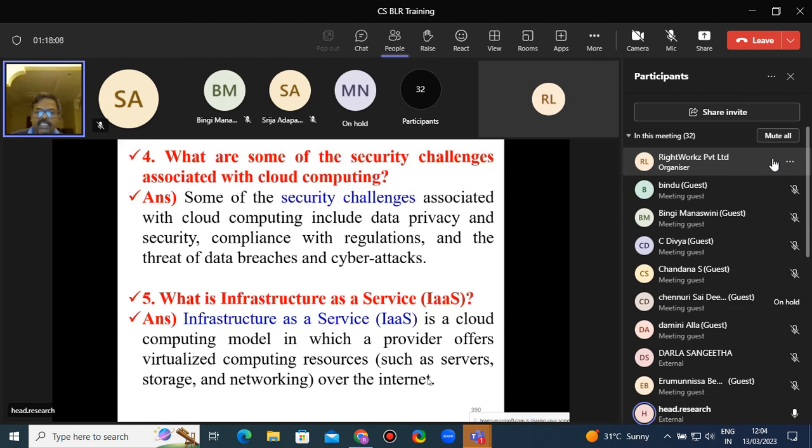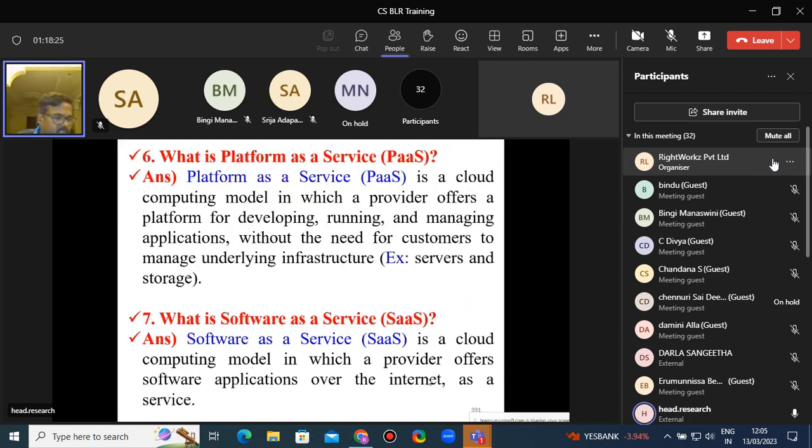What is infrastructure as a service? Infrastructure as a service is a cloud computing model in which a provider offers virtualized computing resources such as servers, storage and networking over the internet. What is platform as a service? Platform as a service is a cloud computing model in which a provider offers a platform for developing, running and managing applications without the need for customers to manage underlying infrastructure, for example servers and storage.